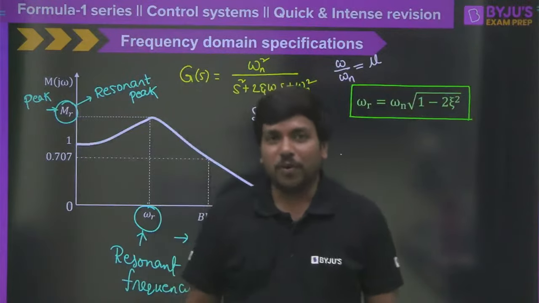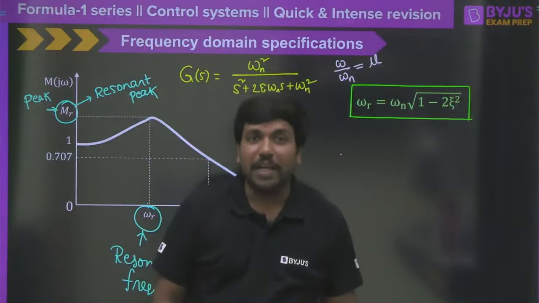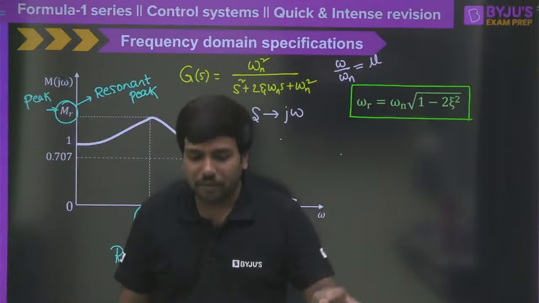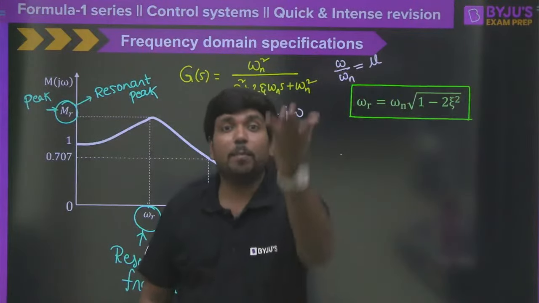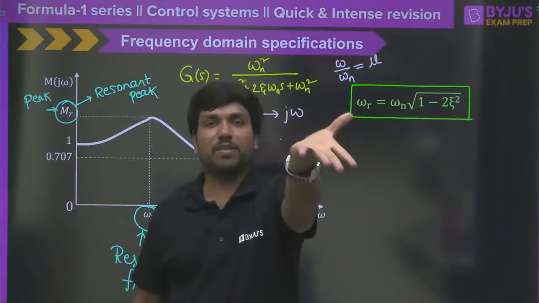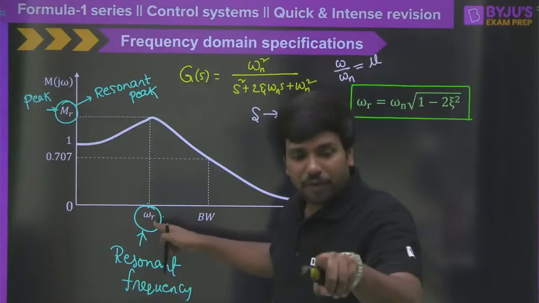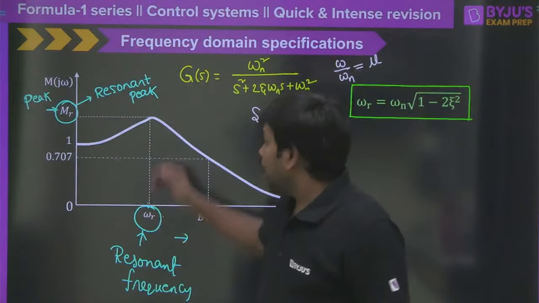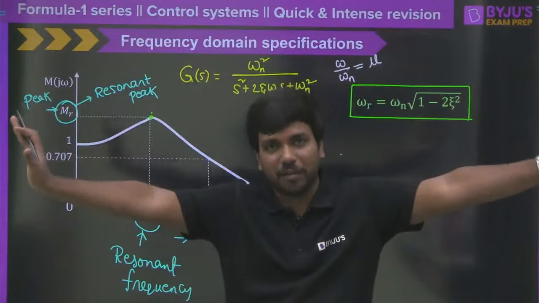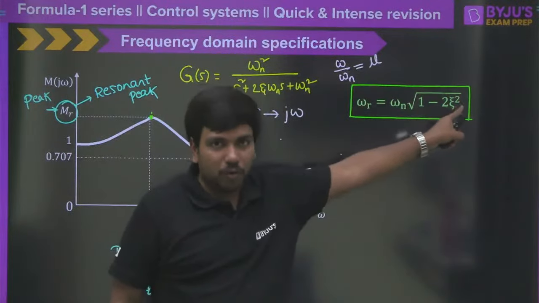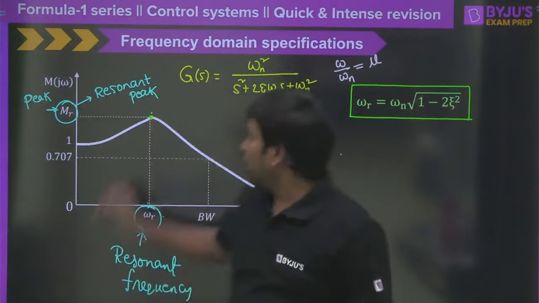If zeta is equal to 0, you must understand that omega r is equal to omega n. It means that at the natural frequency of the system itself, we will get the peak value. You are going to get the peak response from the system. What does it mean? When the input signal frequency equals omega r, you will see the maximum response from the system. That means the system will give maximum response. Clear? That is the meaning. So if zeta is equal to 0, when the input signal frequency equals the natural frequency, you will see the peak value.